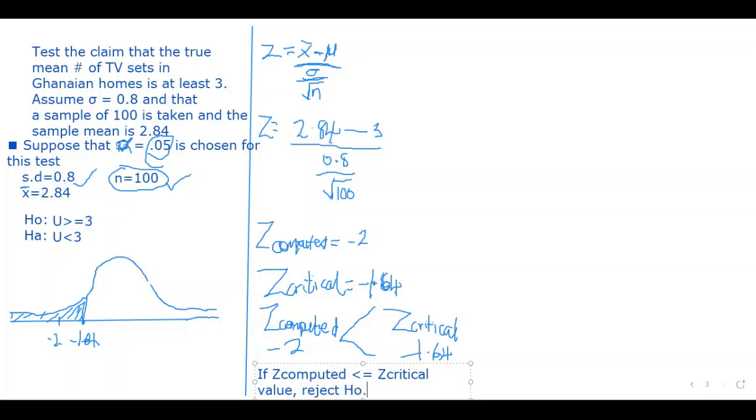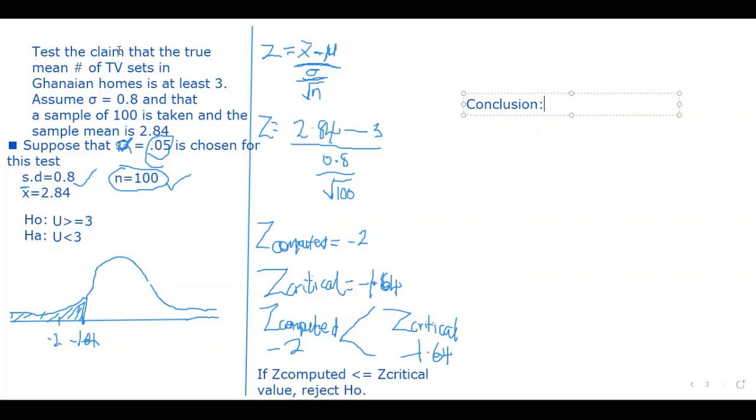So your conclusion will be that the average number of TV sets in Ghanaian homes is less than 3, not at least 3. So it's not 3 or more. We are saying that we should reject this claim that in the typical Ghanaian home, the mean number of TV sets is at least 3. And at least 3 is what? 3 or more, 3 or greater.